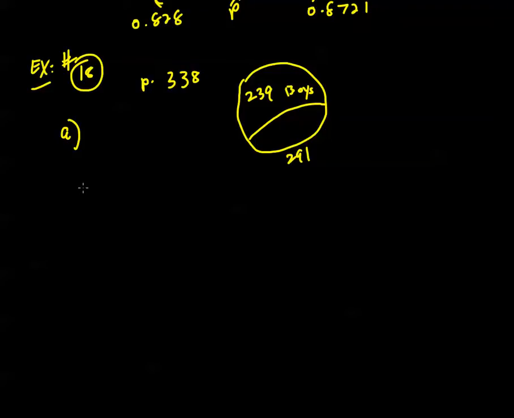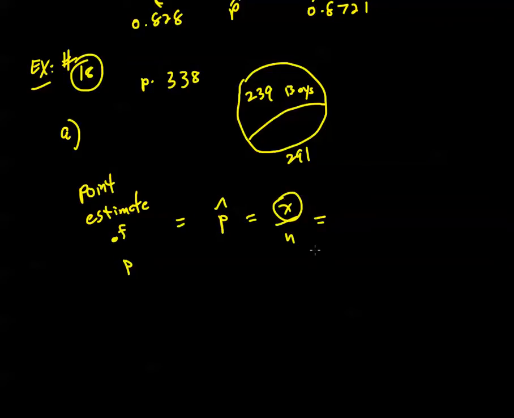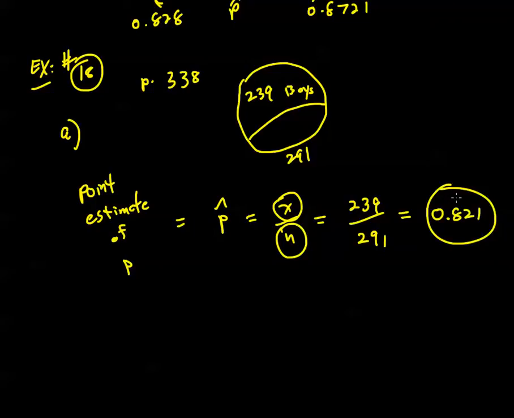Alright, so again, our best point estimate of little p, remember, little p is unknown and really unknowable, is p hat. And that's, of course, equal to x over n, where x is the raw count of boys in our sample, and n is our sample size. So that's really going to be 239 over 291, and that turns into 0.821, and that is a point estimate for little p. Okay? Let's look at part B now.